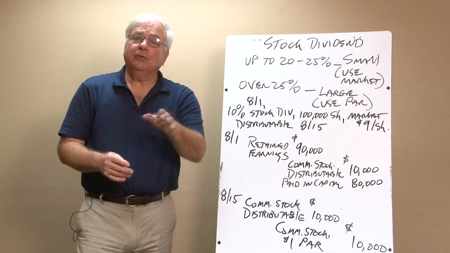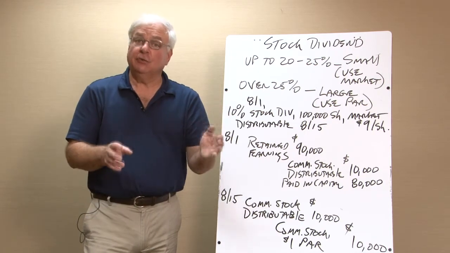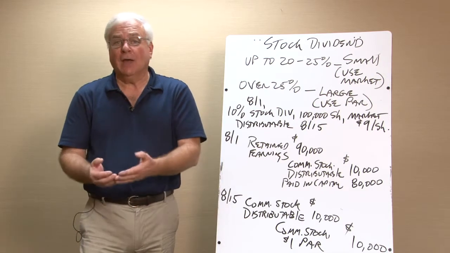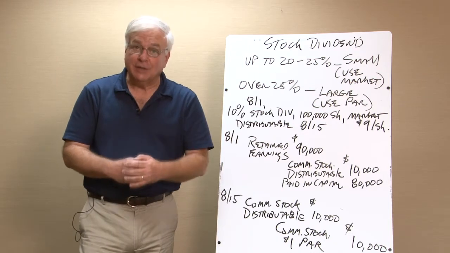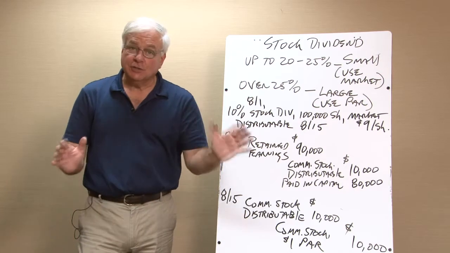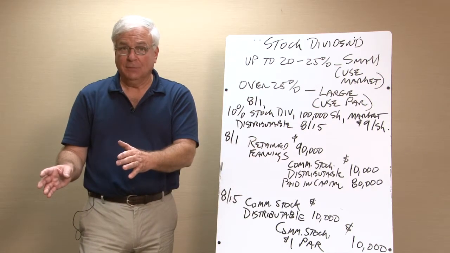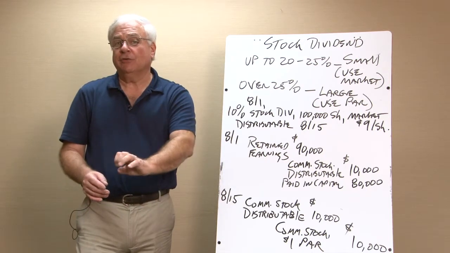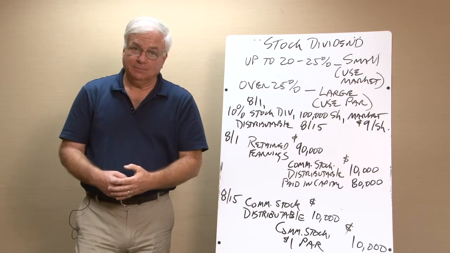If your company decides to have a stock dividend up to 20 to 25% of the shares, it's considered small, which means that we figure the money out using the market value of the shares on the declaration date. Above 25% is considered a large stock dividend, and we use the par value instead of market. So the same thing's going to happen. We're going to take money out of retained earnings and put it in stock accounts. The only difference is how we determine the amount.